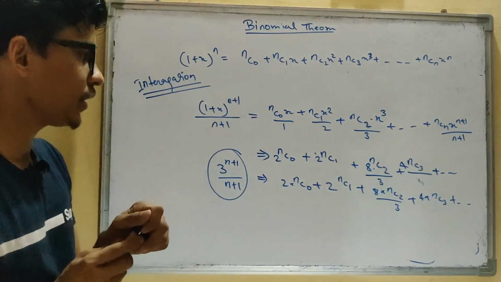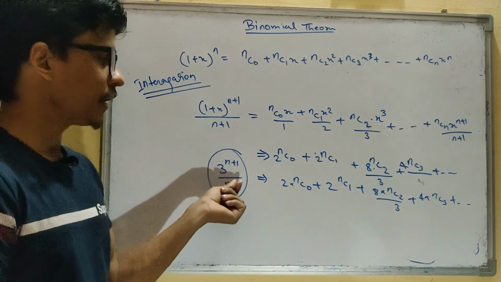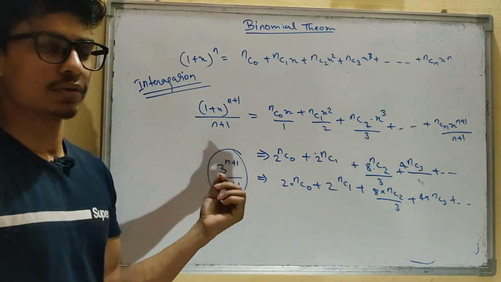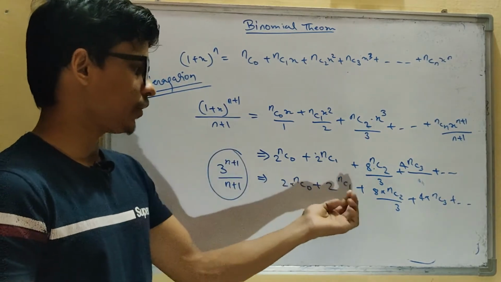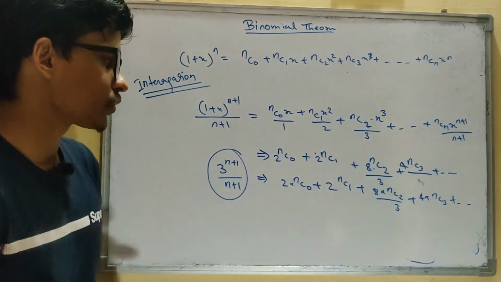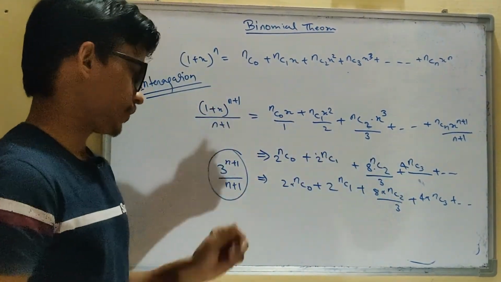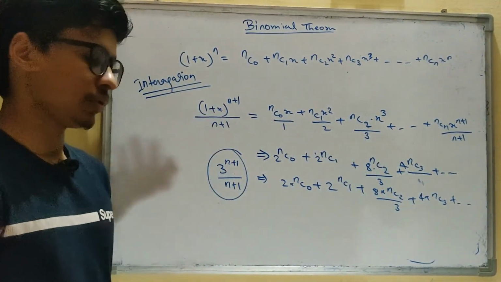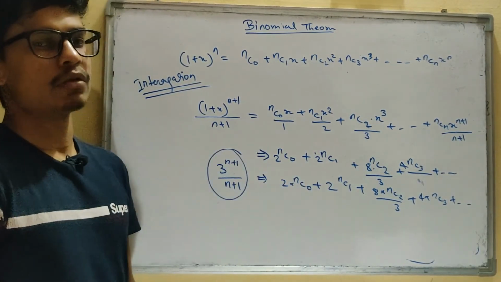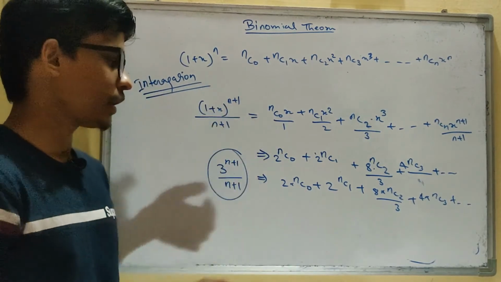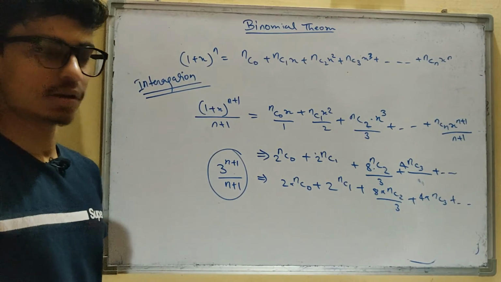One more thing: if the question is asked in option type, you can substitute the value of n also, and that way it becomes easier. If you substitute n equals 2, then you calculate these three terms and compare by substituting n equals 2. If both become equal to one of the options, then that will be the answer. This is how you have to introduce integration in it.